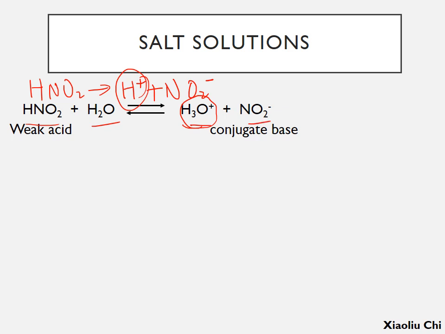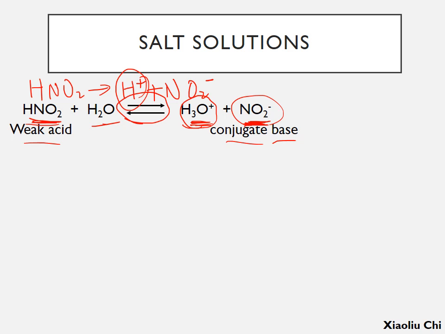Okay, and note that this reaction has two arrows, meaning the reaction also goes back. So nitrite ion combines with hydrogen ion to give back the weak acid plus water. Because it reacts with acid, this is called a base, and this is called the conjugate base of the weak acid. So a weak acid combined with water forms hydrogen ion and its conjugate base.